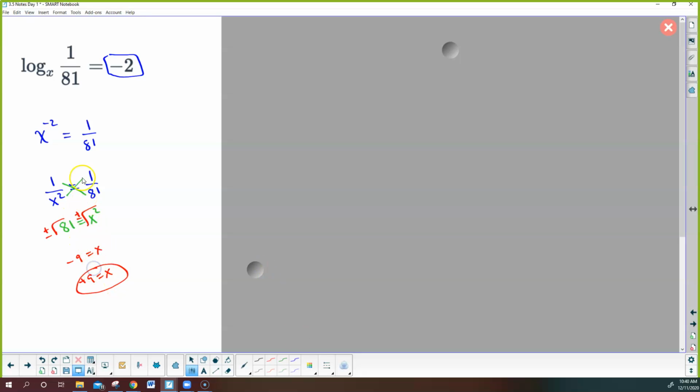Now, we have one small problem. Our base should always be positive. And there's a reason why. I'll show you on Monday why that works. So in this case, we only have one true answer. X equals -9 is an extraneous solution. X equals +9 is the only value that works.